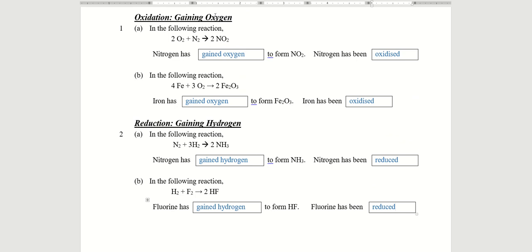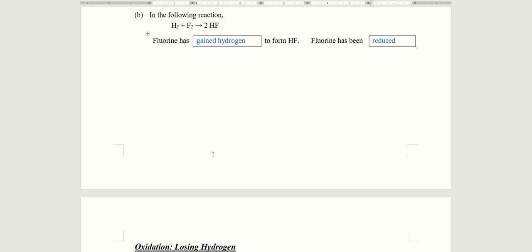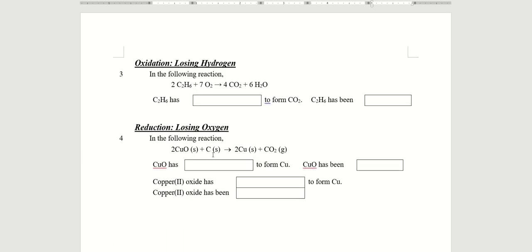Okay, so in these four examples, we can see how oxidation and reduction come into play. Oxidation is the gain of oxygen, whereas reduction is a gain in hydrogen. We've been talking about gaining oxygen and hydrogen. Now let's talk about losing hydrogen and oxygen.